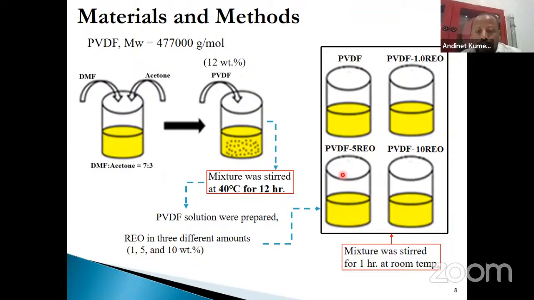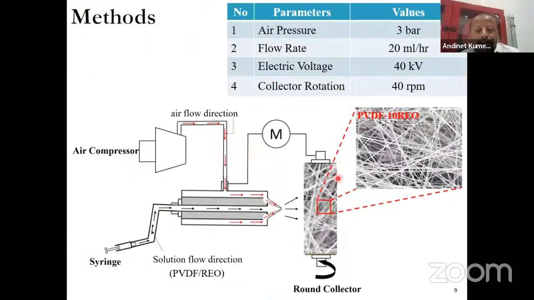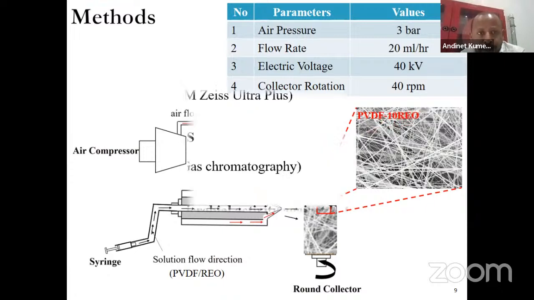Once this solution is ready, it is put into this electrically assisted solution blowing, with the defined solution and process parameters. And this is the nanofiber that we produced using PVDF with 10 weight% of rosemary essential oil. This is for a sample.